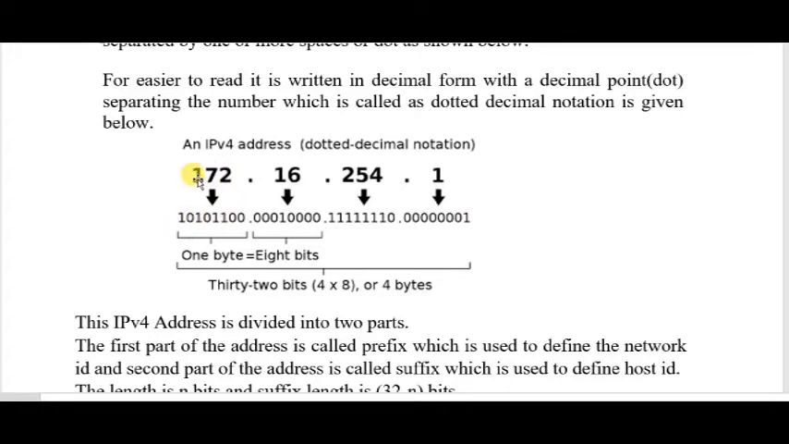If you are representing it in binary format, then 172 will be represented by its respective binary representation, and then 16 by its respective binary representation, and all the decimal numbers will be represented in binary format. The decimal numbers are separated by a dot, and the binary numbers are also separated by a dot, or they can be separated by a space.